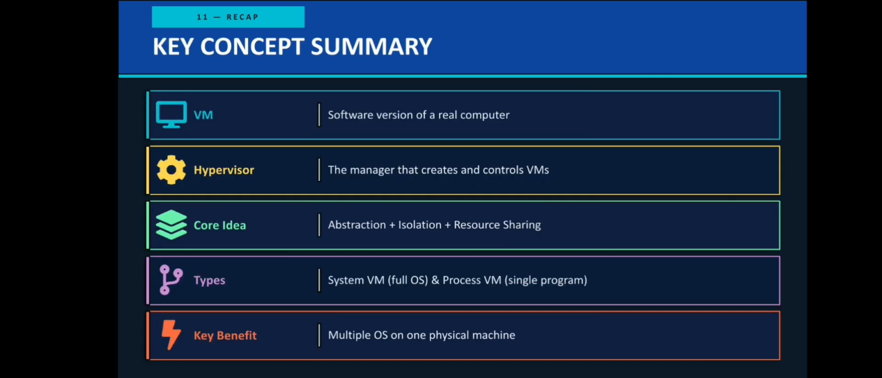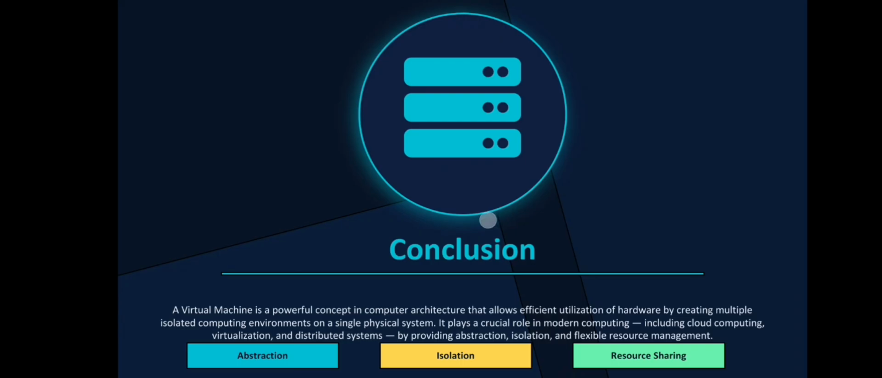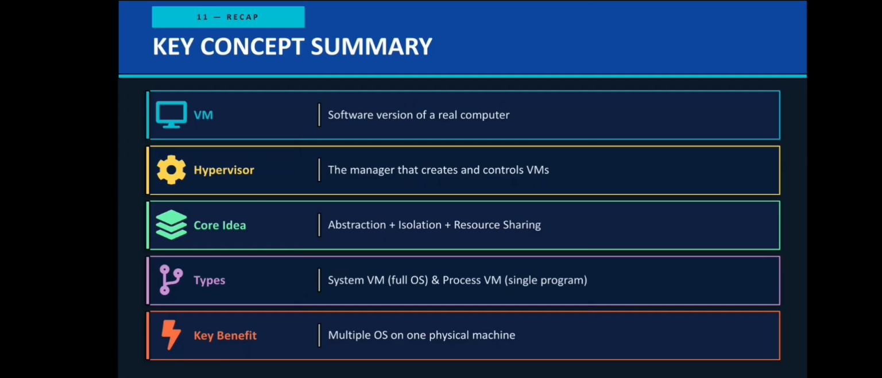Finally, we will see the key concept summary. VM is a software version of a computer. Hypervisor manages VMs. The two types: system VM and process VM. Main idea: abstraction, isolation plus resource sharing.